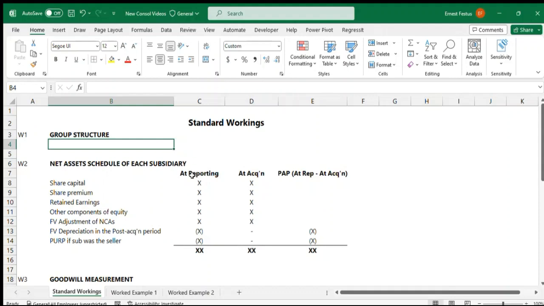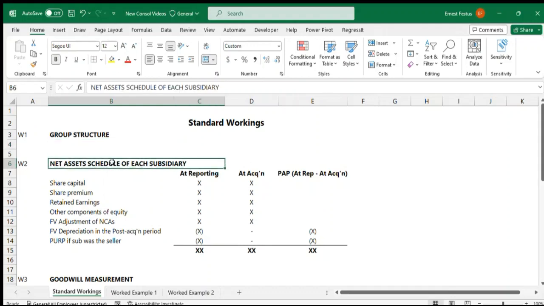So that is what we call the group structure. The group structure just depicts the relationship between the entities making up the group.